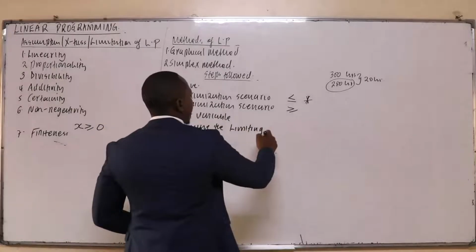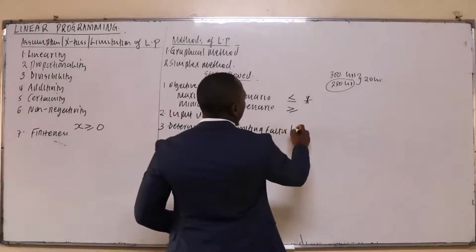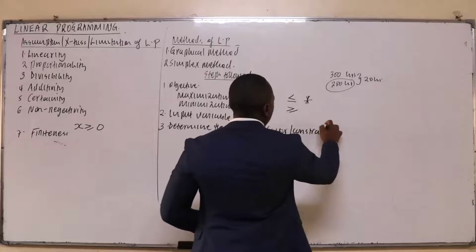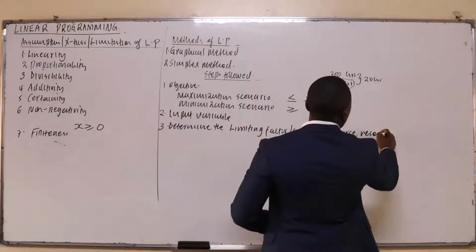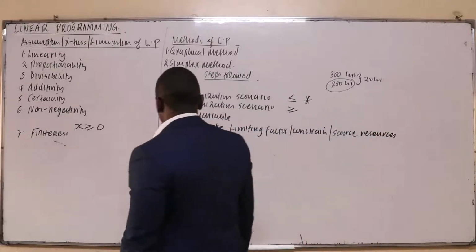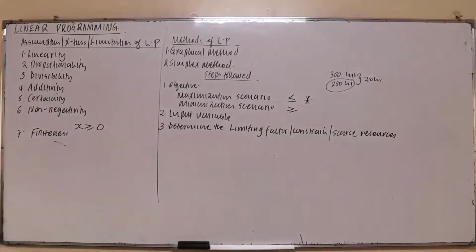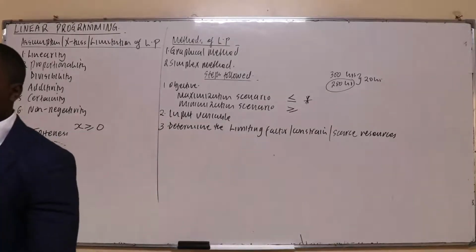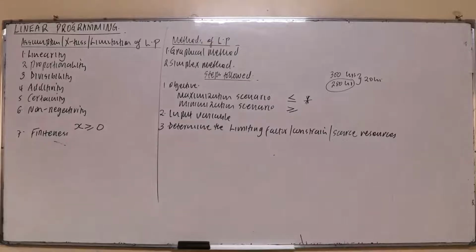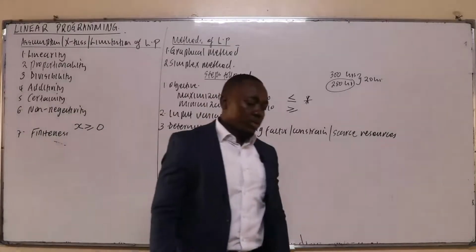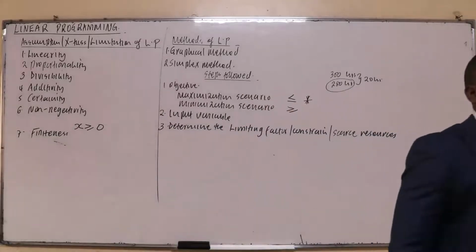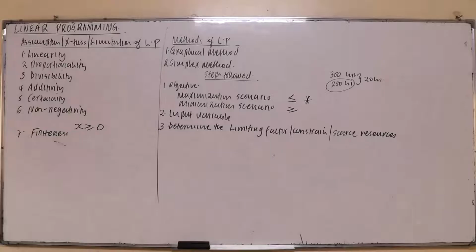Then step number three, you determine the limiting factor or the constraints, or what we call the scarce resources. So you determine the limiting factor, stroke the constraints, stroke scarce resources. These are resources which can hinder the attainment of the objective.